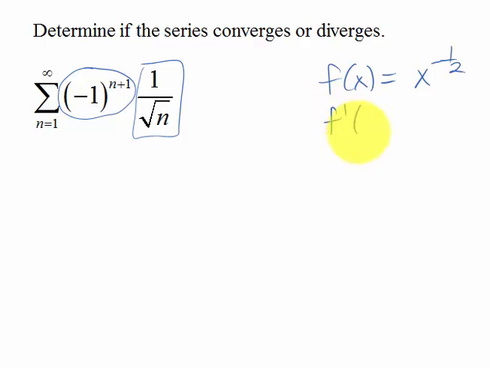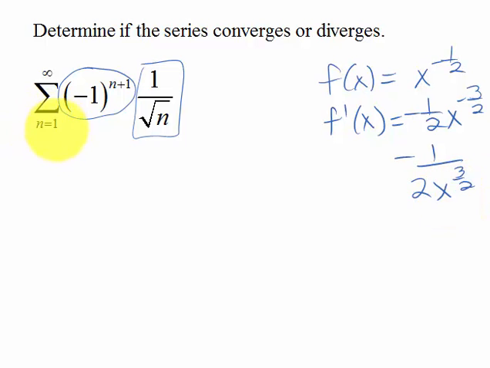And if we took the derivative of this function, it would be negative 1/2 x to the negative 3/2, which is negative 1 over 2 x to the 3/2. And if we are just simply looking at n being positive integers, this will always be positive, but we have a negative on here, so the first derivative is negative, which tells us that the function is decreasing. So we meet that condition.